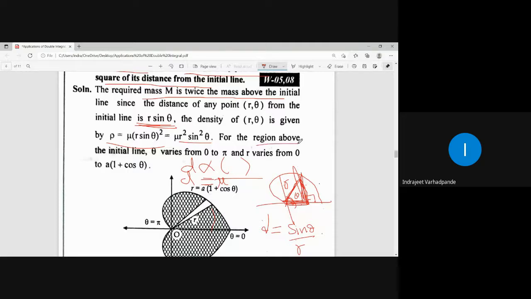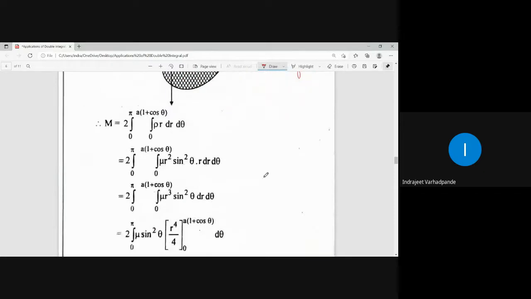Since the region is considered above the initial line, theta varies from 0 to pi. And once that is generated, you can easily find out the answer and get the simplification. In case of polar coordinates, the calculation of mass is 2 times integral 0 to pi, 0 to a of 1 plus cos theta, rho r dr d theta.